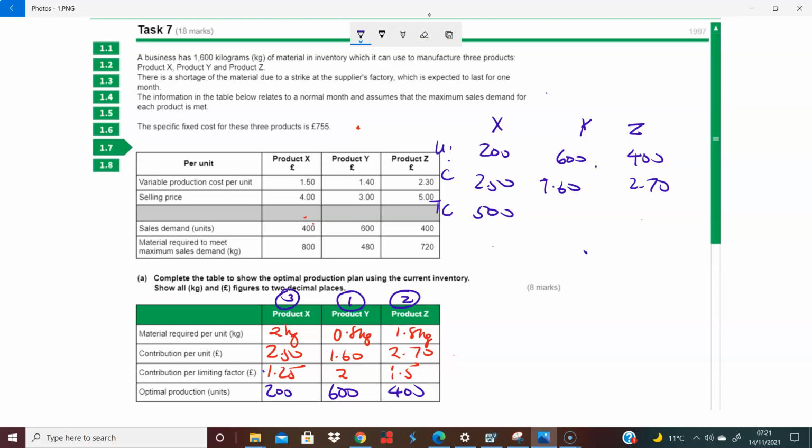600 times £1.60 is 960, and 400 times £2.70 is 1080. So I can add all these together: 500 plus 960 plus 1080 is 2540. You have a total of 2540. Take off your fixed costs.